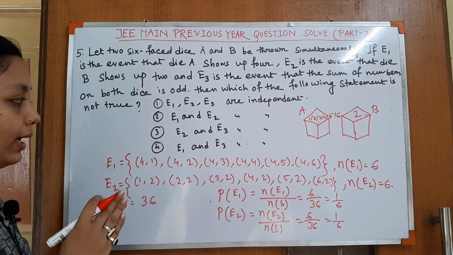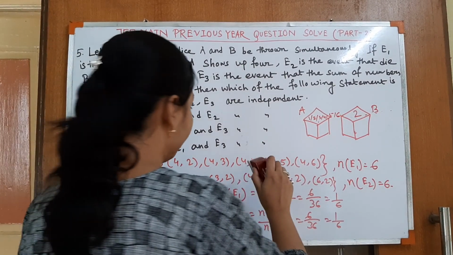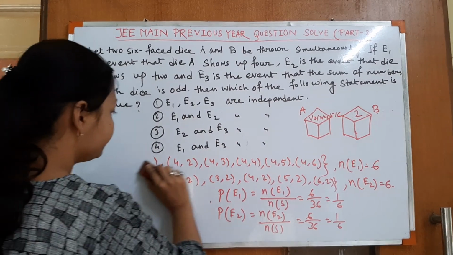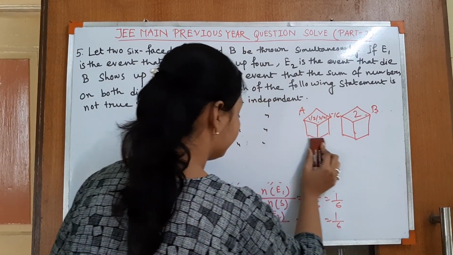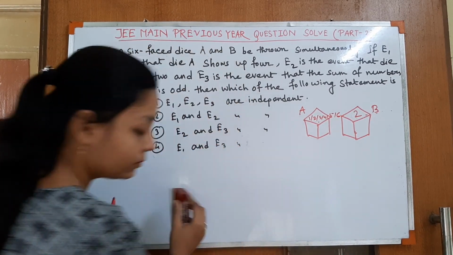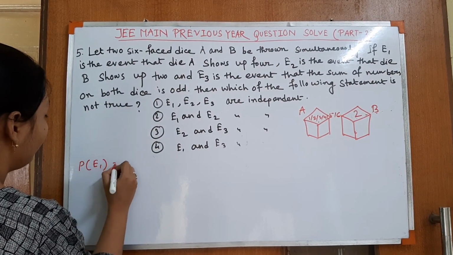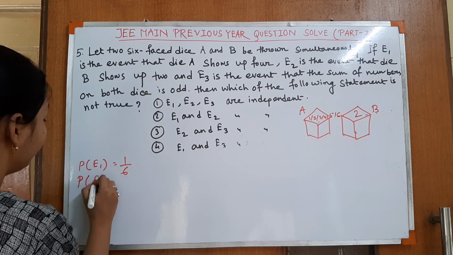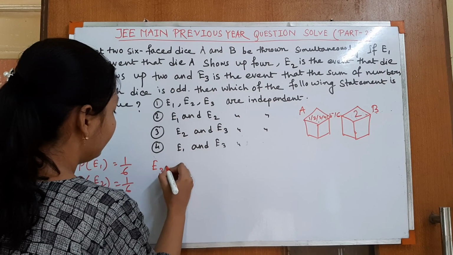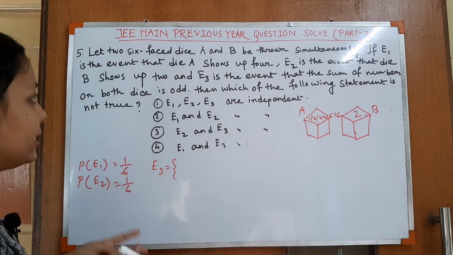Okay. Now we have to find probability of E3. We get P of E1 equal to 1 by 6 and P of E2 equal to 1 by 6. Now, the event E3 says that the sum of the numbers on both dice is odd.